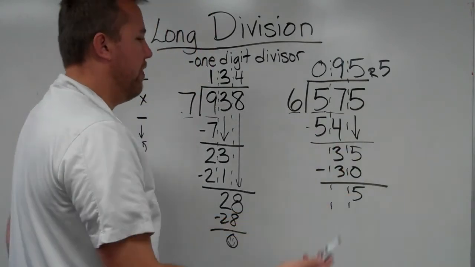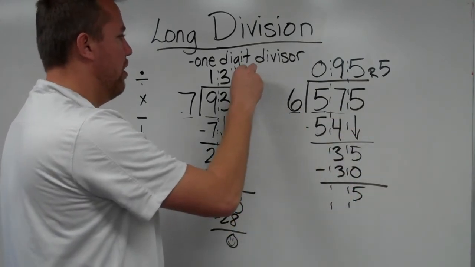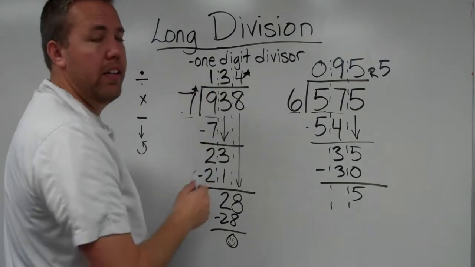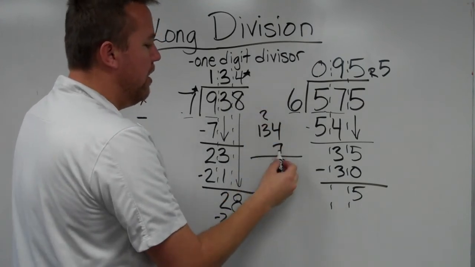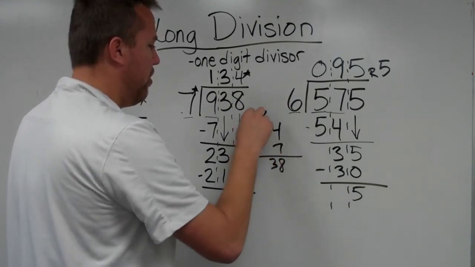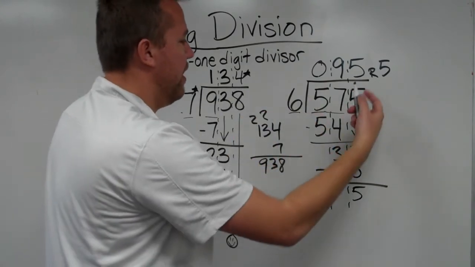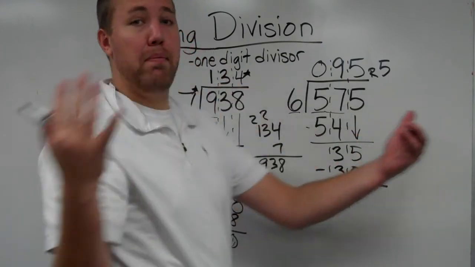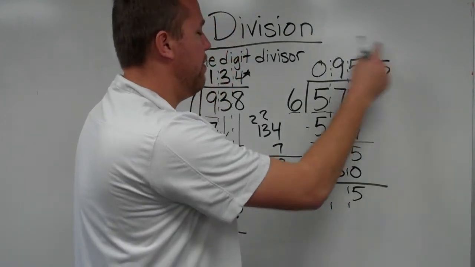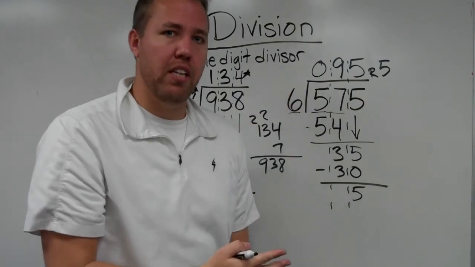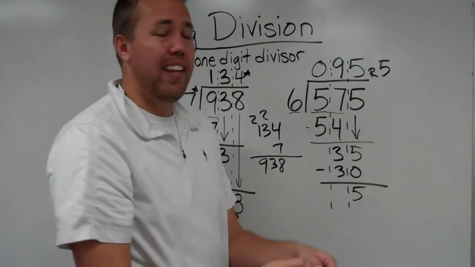So how we check these in long division is simply we multiply the quotient by the divisor. 134 times 7, I'll go quickly, equals 938. 7 times 4 equals 28. 7 times 3 equals 21 plus 2 is 23. 7 times 1 is 7 plus 2 is 9. We get that right here. Now, 6 into 575, you would do 95 times 6, you would get 570. And then that remainder is the difference between 570 and 575. And that is long division.